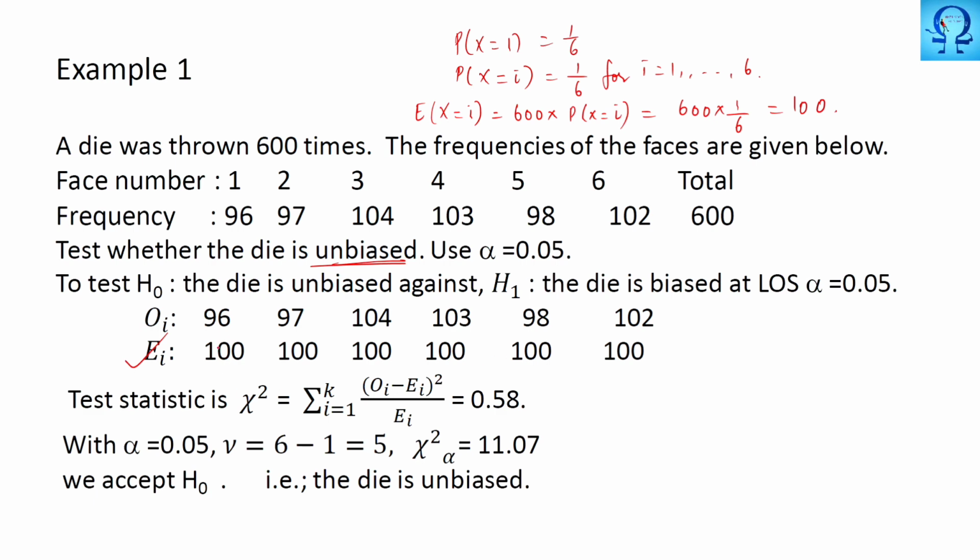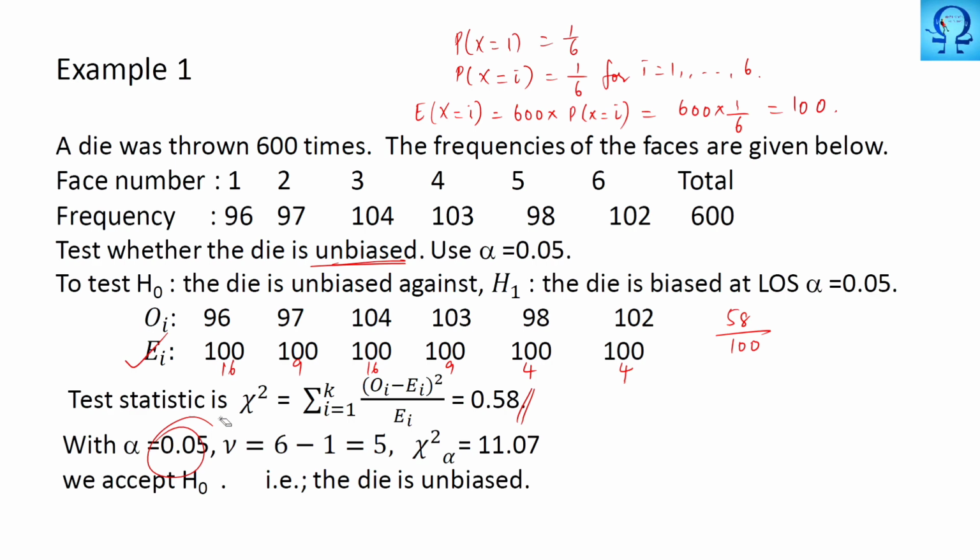Okay, now we just need to take the differences, square them, and divide them by the expected value. The differences are minus 4 or plus 4, so squared it is 16, 9, 16, 9, 4 and 4, and the expected is 100 for everything. If you add all these up, it is 58 upon 100, which comes out to be 0.58.